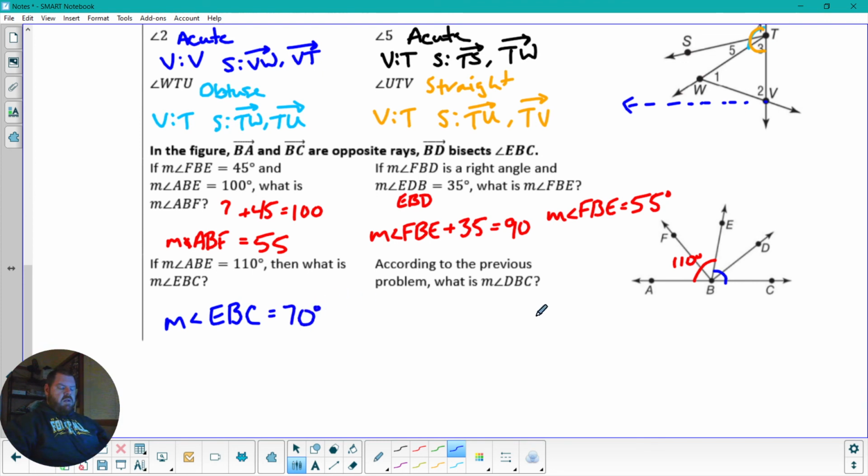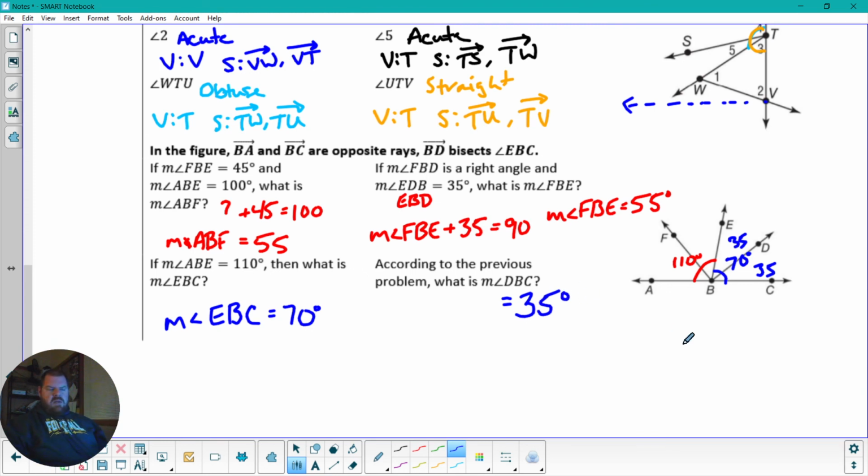Then the last one says, according to this previous problem, what is the measure of angle DBC? So I know that this whole thing here is 70, and the second thing the whole setup told me was that this ray cuts this angle in half. So that means this part has to be 35, and this part has to be 35. So that's going to equal 35 degrees.